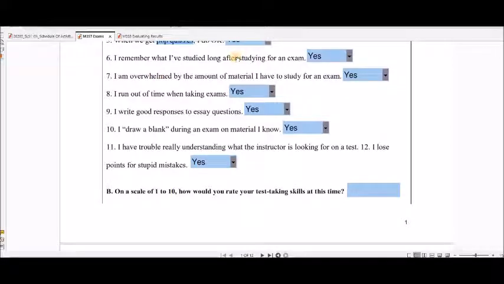I remember what I've studied long after studying for an exam. That's good, because that means that you focused. You didn't just fake your way through the exam. Are you overwhelmed by the amount of material that you have to study for an exam? If so, this may be another time to put things into perspective. What are you doing? How are you overwhelmed?